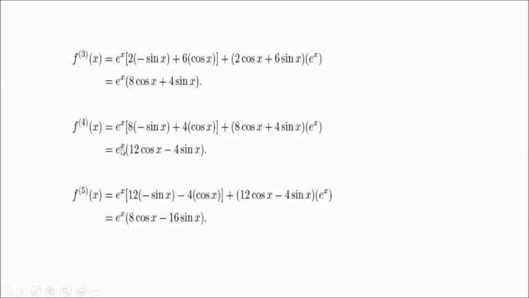Again, factoring yung e raised to x, add similar terms. Negative 8 plus 4 is negative 4. 4 plus 8 is 12.